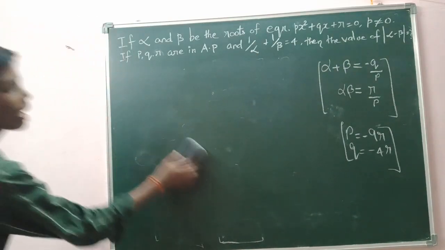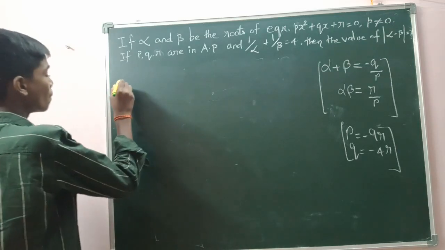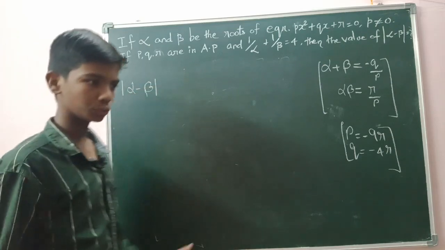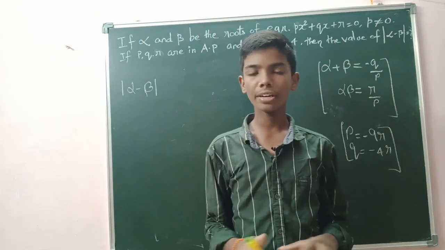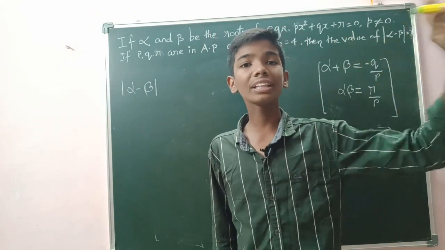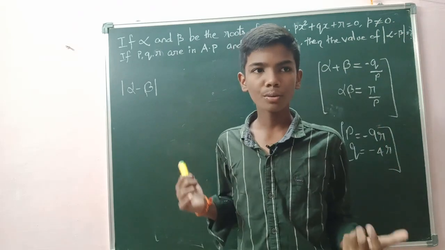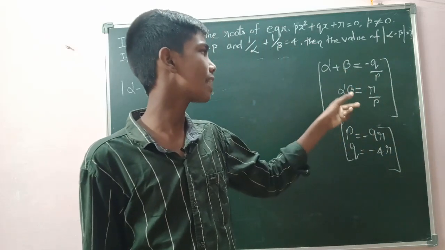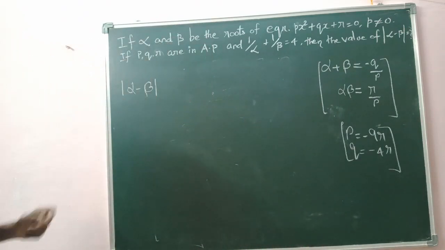Okay, and now the question is very simple. What has been asked in the question is modulus of alpha minus beta. Modulus means it must be positive. The final answer must be positive. You guys know what the modulus function is, so I don't need to explain it. We are supposed to find the value of modulus of alpha minus beta. But people, how do you think you can find this value? Actually, we only know the value of alpha plus beta and alpha beta. But from that, how can we arrive at the value of alpha minus beta? Is there any particular way to find that?